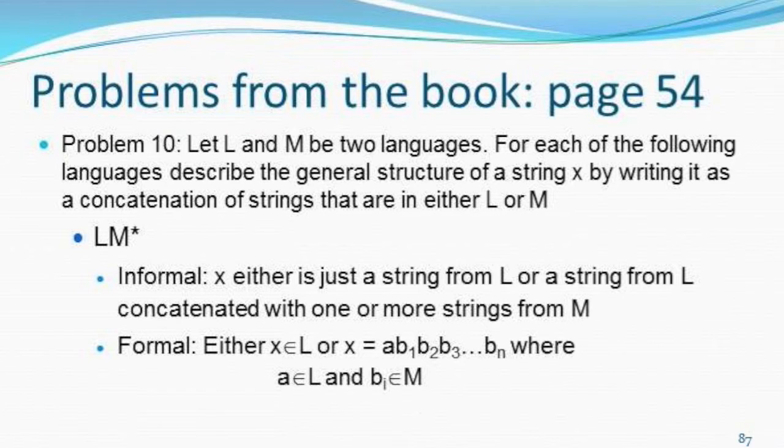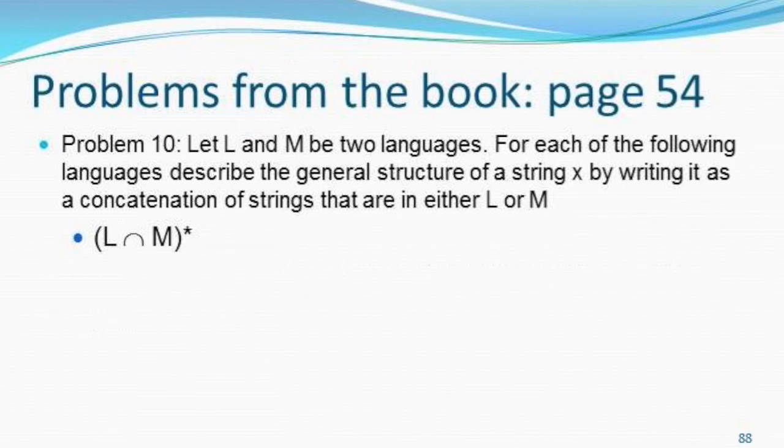L or it's a string in L concatenated with one or more strings from M, right? So either, since we've got M star here, and M star includes lambda, this could just be L concatenated, well, a string from L concatenated with lambda, so that gives us just X as an element of L, right? Here's the more formal way of doing it. Or we've got L plus one or more things from M, right? So either X is an element of L, or X is some string where the first part of the string is in L and all the other parts are elements of M.